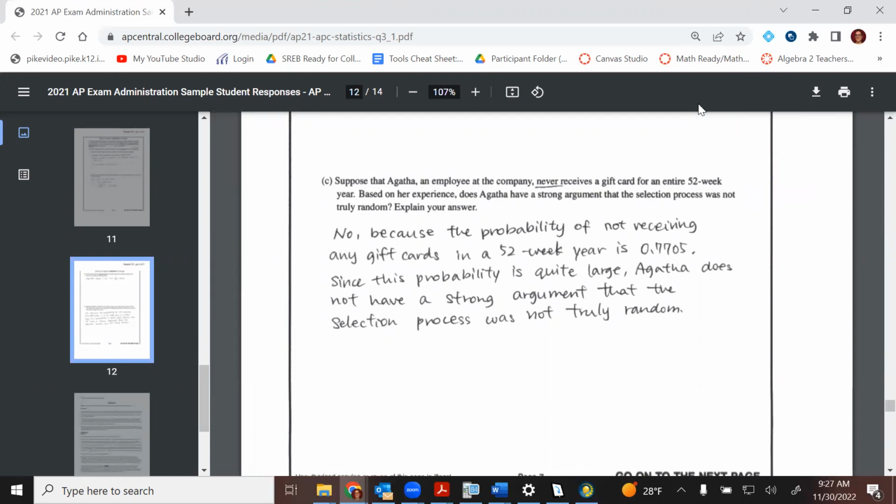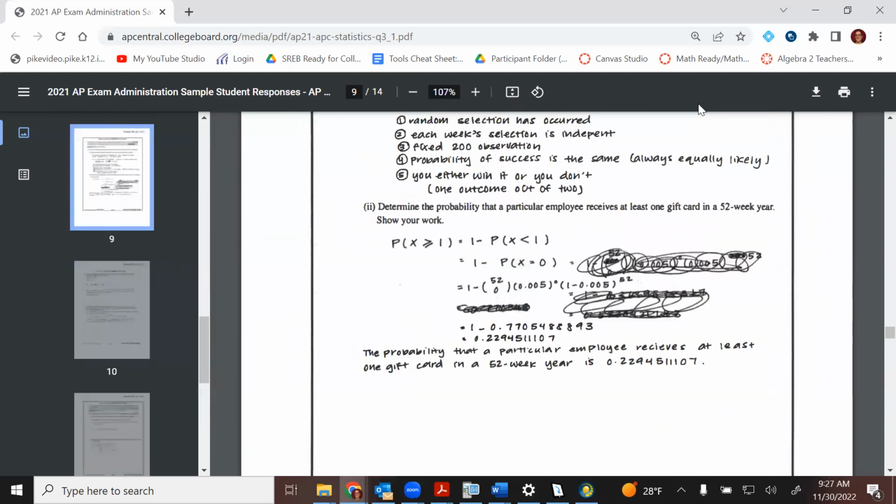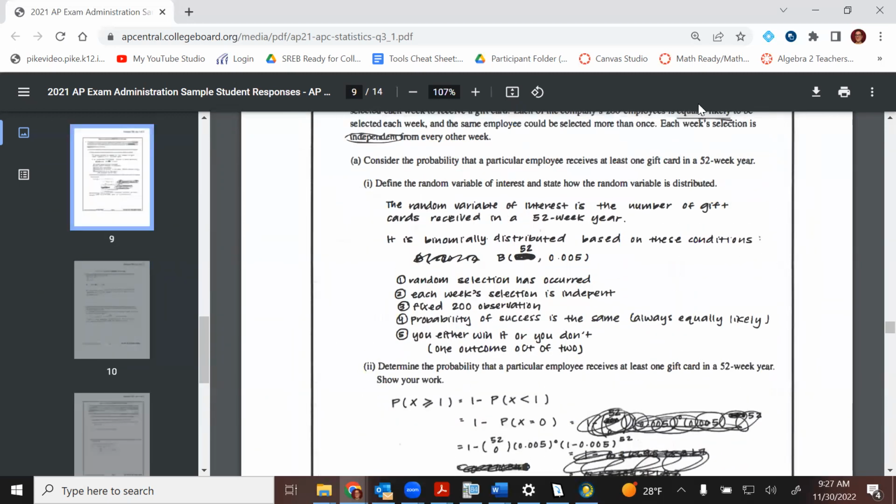The probability is correct, stating right here this idea that that is a large probability, so therefore it is most likely happening randomly. She just got unlucky for that entire year. Essentially correct on this part, so they got full credit on part C. The student received a score of 2 overall, because they had 2 partially corrects and 1 essentially correct. They got a score of 2. We'll look at another student's work.